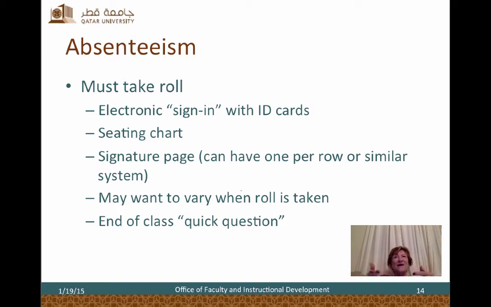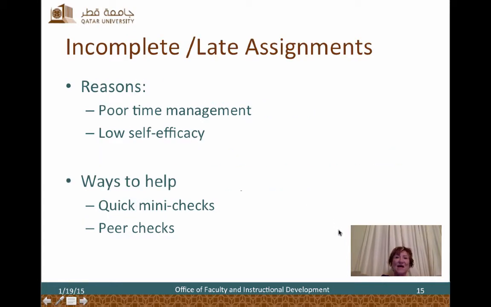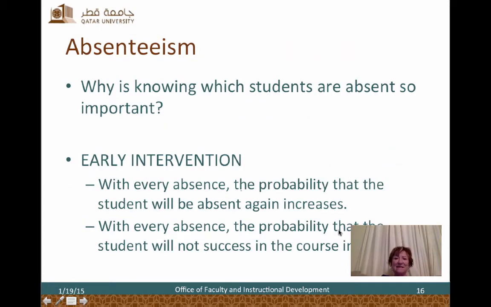Or you can have, at the end of class, ask a question, have everybody write it down, and hand you the piece of paper on the way out. Again, what you're looking for is what's not there, and you can do that fairly quickly. I'm going to come back to this.